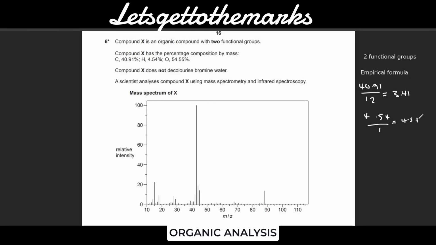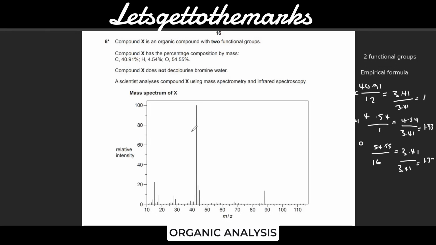Okay. First thing we can work out from this, we can work out the empirical formula that's going to score us a mark out of 6 marks. So 40.91 divided by the mass number of each element. So 40.91 divided by 12 gives me 3.41 for carbon, 4.54 divided by 1 for hydrogen gives me 4.54 for hydrogen. And for oxygen, we're going to do 54.55% divided by 16 equals 3.41. We're then going to simplify by dividing by the smallest. So we get 1 to 1.33 to 1.